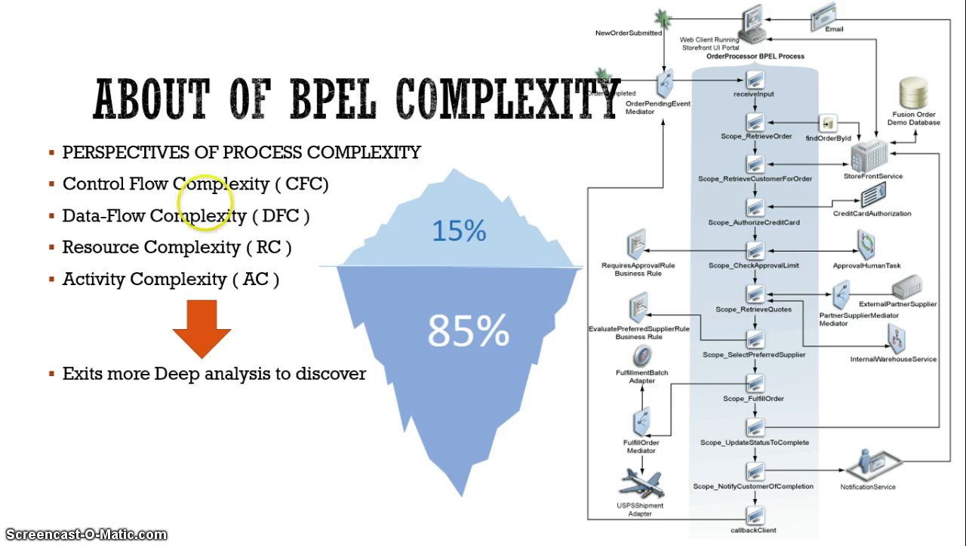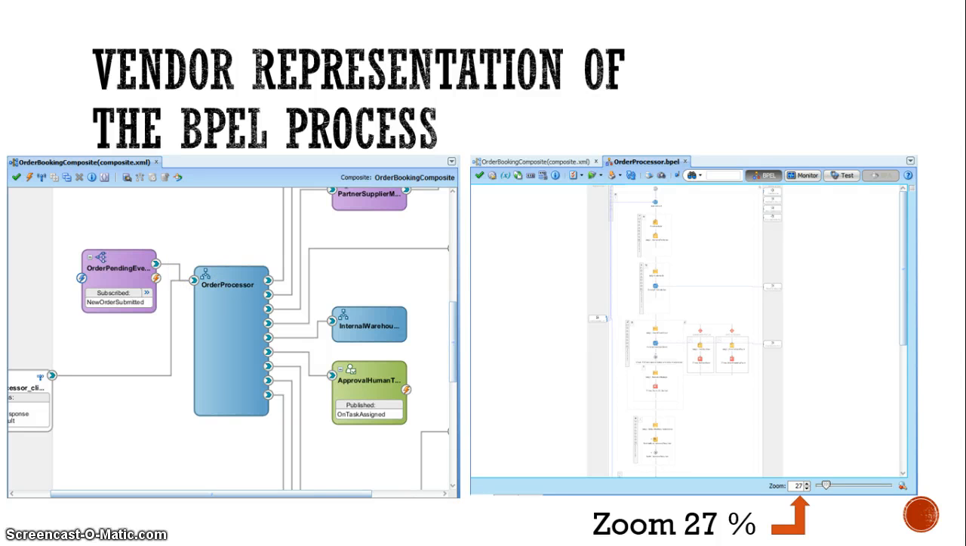Of course, there is a more in-depth analysis to discover, but in this master thesis we start with this implementation. And this is a typical representation of a vendor process in BPEL. You can see it on the left, a typical composite, and you can find the WSDL interface and the connectors to the BPEL process and human approval tags and another BPEL process.